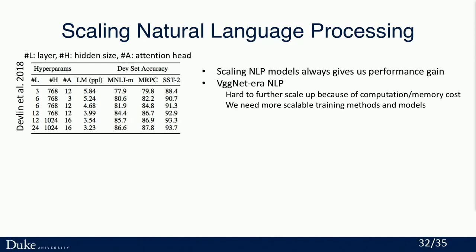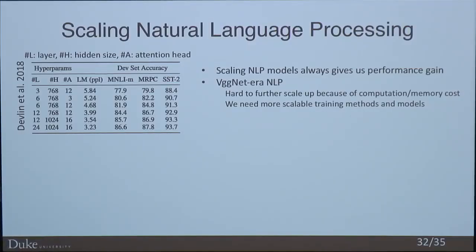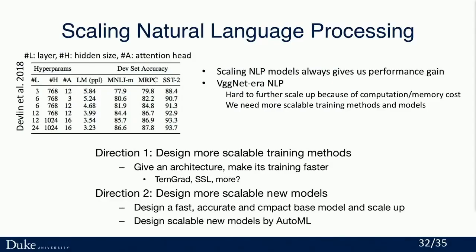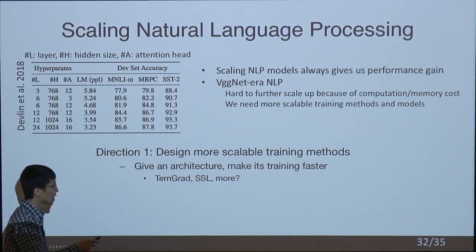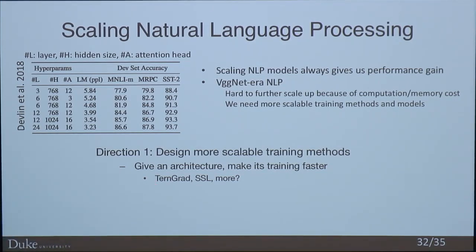But personally, I think NLP is in the ImageNet era, and it's very hard to further scale up because of the computation and the memory cost. So we need a more scalable training method and more scalable base models to scale up. One direction we can go is we design more scalable training method. Basically it means given an architecture, let's say BERT, can we make it train faster? We could use TernGrad, SSL, but what's more?